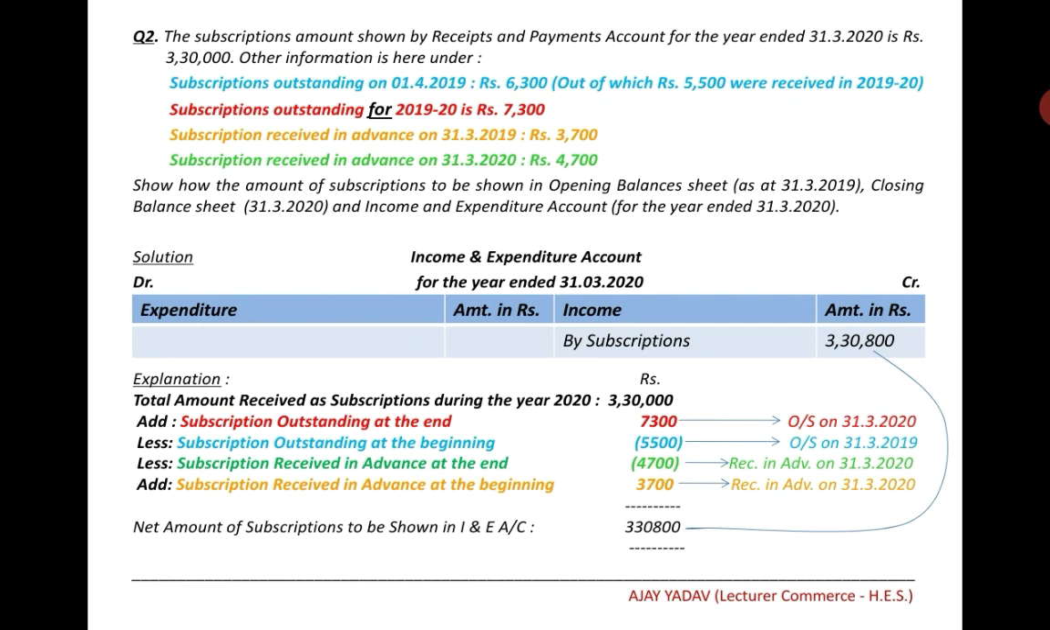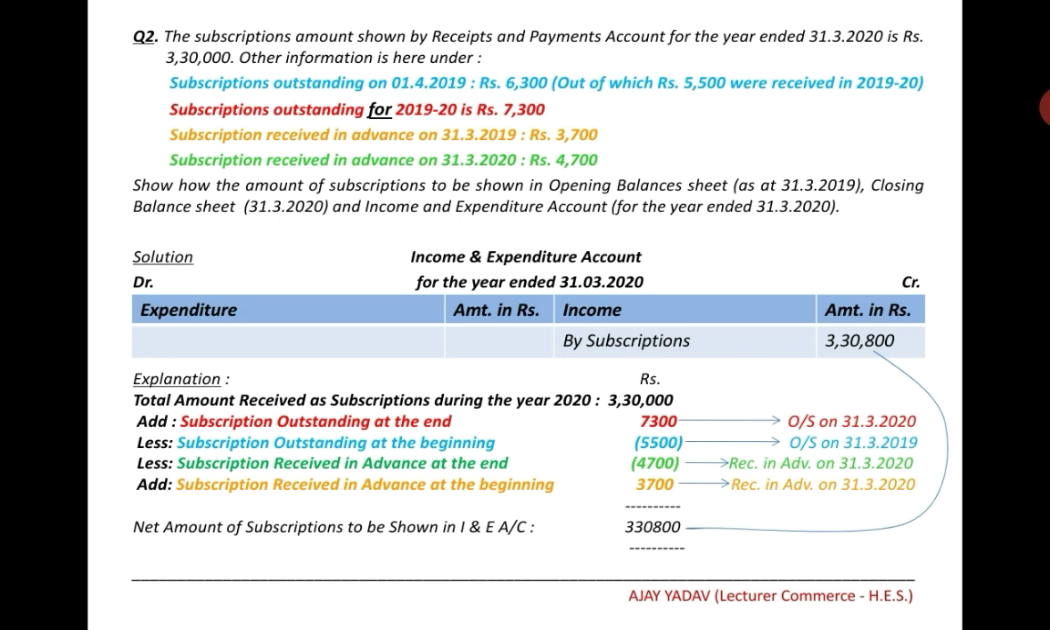Subscription received in advance on 31st March 2019, we can say subscription received in advance at the beginning, and subscription received in advance on 31st March 2020 is given as rupees 4,700. We can say it is subscription received in advance at the end. Here we have to show only the treatment of subscription related to the income and expenditure account and balance sheet for the year ended 31st March 2020.